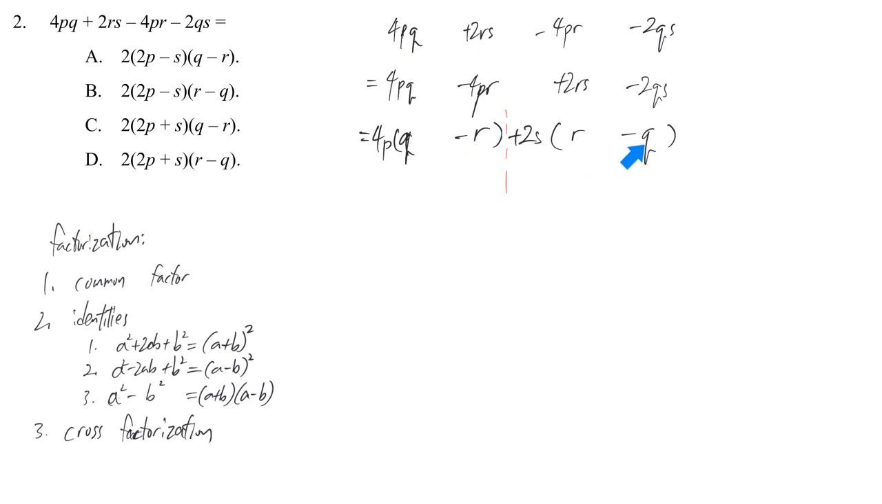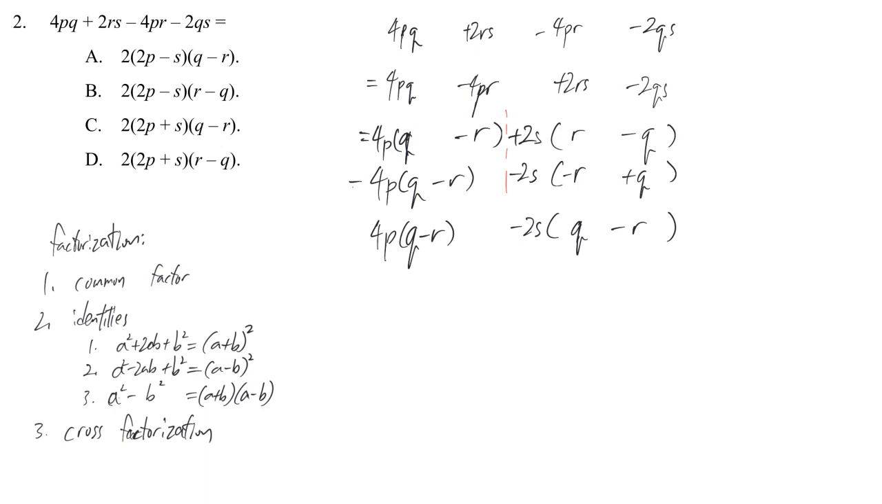One of the key points is we can change the order by extracting negative. R divided by negative will give you negative R here. Negative Q divided by negative will give you positive Q. So it will become negative 2S because the negative is extracted outside here. So that's why we have negative 2S times Q minus R. The first term we didn't do anything, so we just simply copy down. Then it's quite obvious that we successfully create one common factor.